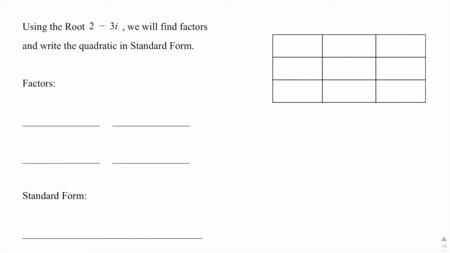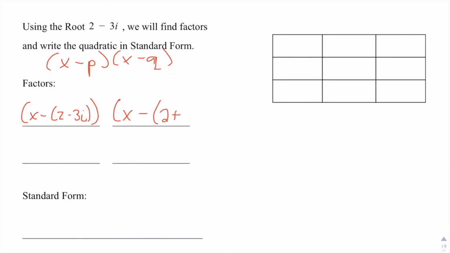Moving on, if we use the root 2 minus 3i and find the factors, and recall that we want to put it in the form x minus p and x minus q, and be careful with your distribution here, we get x minus 2 minus 3i as one factor, and we get x minus 2 plus 3i as the other factor. And distributing carefully, our simplified factors are x minus 2 plus 3i and x minus 2 minus 3i.